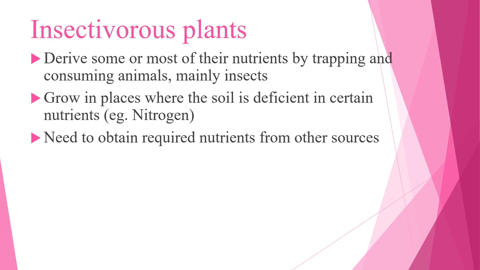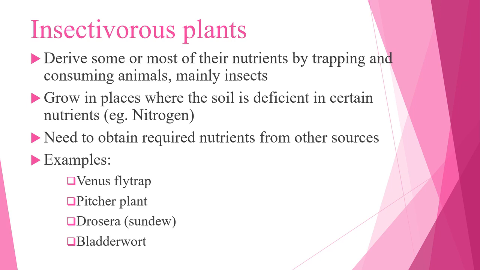If you see insectivorous plants, generally the leaves of these plants are modified to trap insects. These insects will be killed by these plants and the nutrients of these insects will be taken by this type of plant. Generally these plants attract insects with the help of attractive color, nectar and scent. The examples for insectivorous plants are Venus flytrap, pitcher plant, Drosera or sundew, and bladderwort.